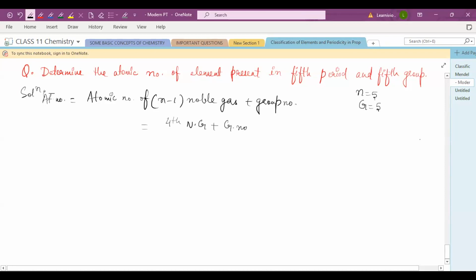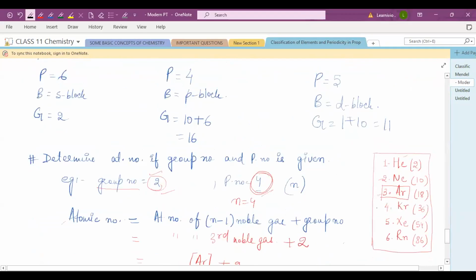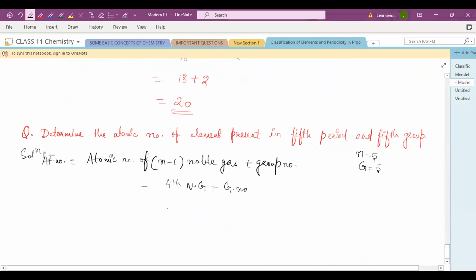Which is your fourth noble gas? It's krypton, the fourth one, and its atomic number is 36. So 36 plus 5 gives you 41. So it's 41, not 59, Simra. Got it?